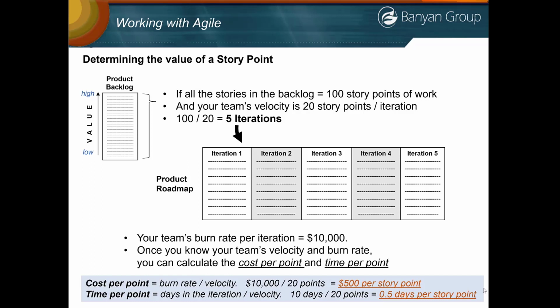The time per point, using those same numbers, would say that every point is worth 0.5 days or 4 hours. So if you looked at a user story and it had an estimate of 8 points on it, you would say, okay, is that worth 4 days of work from our team? So again, once you know your burn rate and your velocity, it allows you to identify the actual dollar amount and duration of a point. And to understand your team's velocity, you usually give it 2 to 3 iterations to get a comfortable understanding of what your true velocity is.